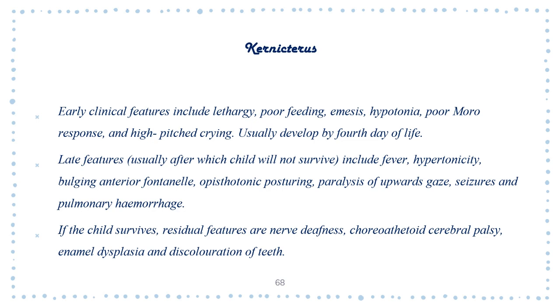If a child crosses this stage, then they will have residual nerve deafness and the special type of cerebral palsy which involves primarily the basal ganglia, which is choreoathetoid cerebral palsy. So this is also very important to remember as it's a common exam question that kernicterus will lead to choreoathetoid cerebral palsy. They can have enamel dysplasia and discoloration of the teeth.